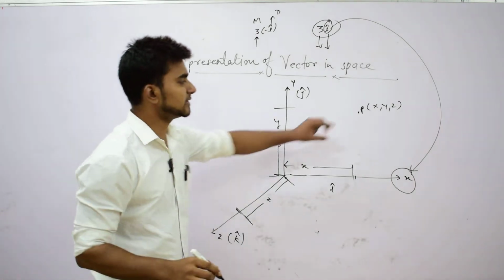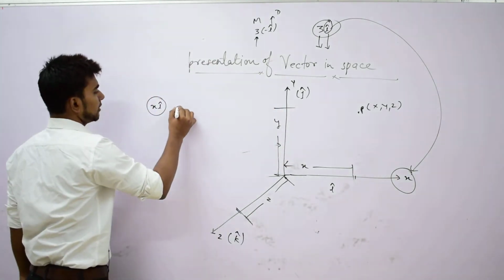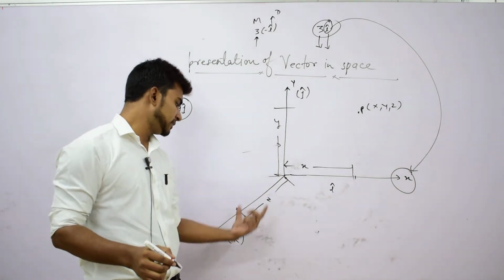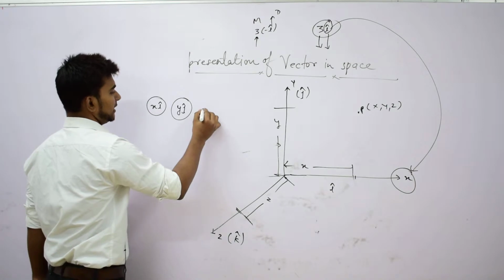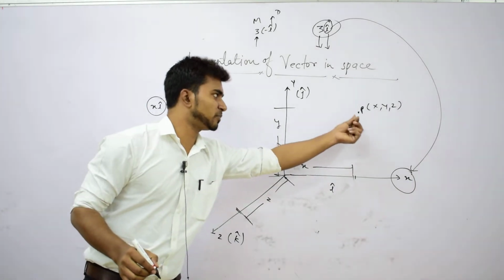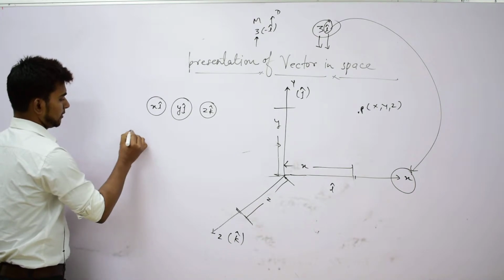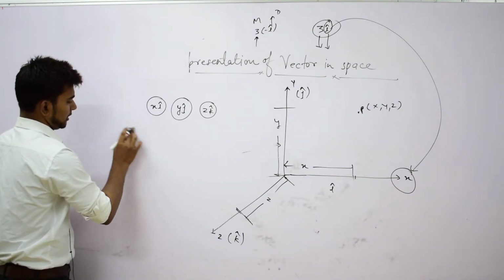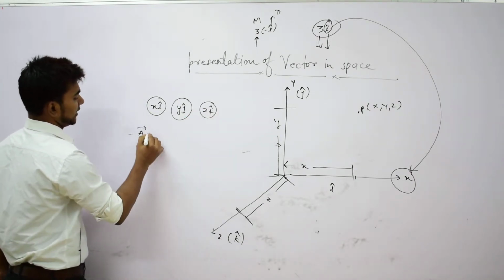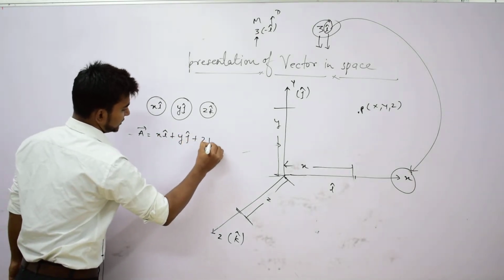Okay. Y is the magnitude of the displacement or the position in the y direction. So how can we write? Y J cap. And z is in the z direction, so we can write z K cap. Okay. So if we need to explain this particular point with the help of a vector, let's suppose any vector which gives the position of this point P. So we can write x i plus y j plus z k cap.